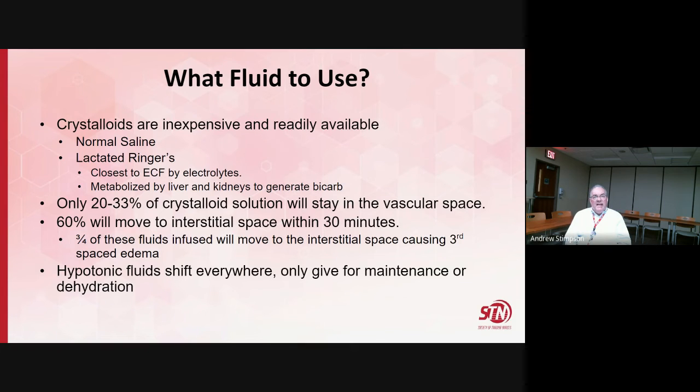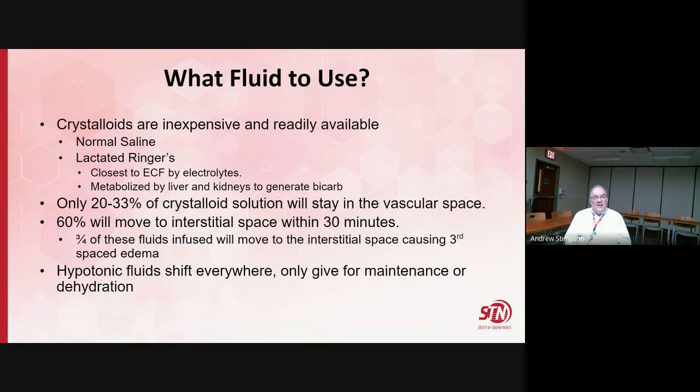Crystalloids are relatively inexpensive and readily available. Lactated Ringer's is the closest to extracellular fluid physiologically, and the lactate is metabolized in the liver and kidneys to generate bicarb. Normal saline is available as well. Just remember, you'll get a hyperchloremic metabolic acidosis with normal saline.